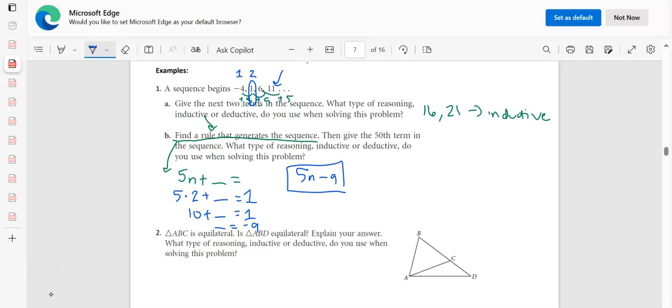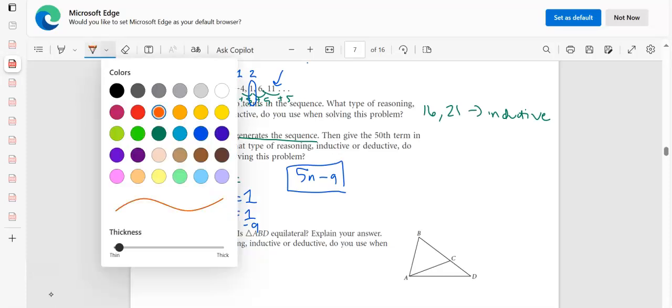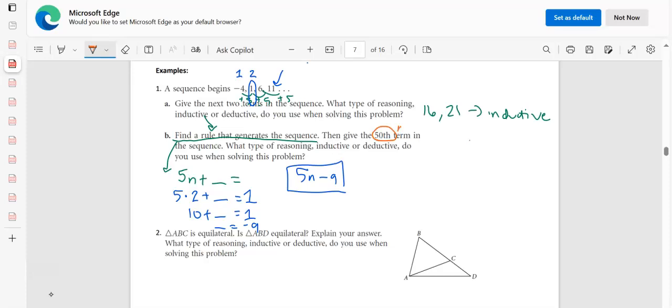Then it asks us to give the 50th term. So the 50th term, right, that means n is 50. And so we're going to go ahead and do 5 times 50, and minus 9, 250 minus 9, 241. This type of reasoning is deductive because we are going from something general, 5n minus 9, to something specific, the 50th term.